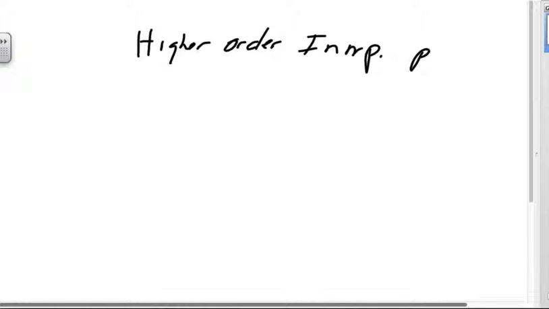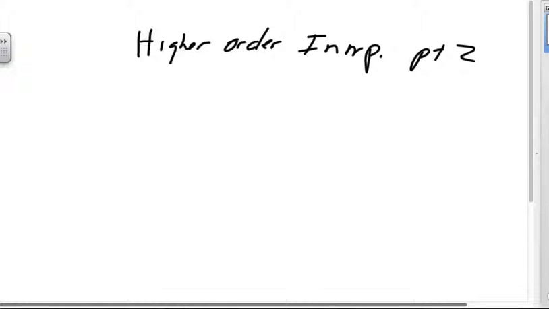Okay, so this is higher order implicit differentiation. This is part 2 of section 2.5.